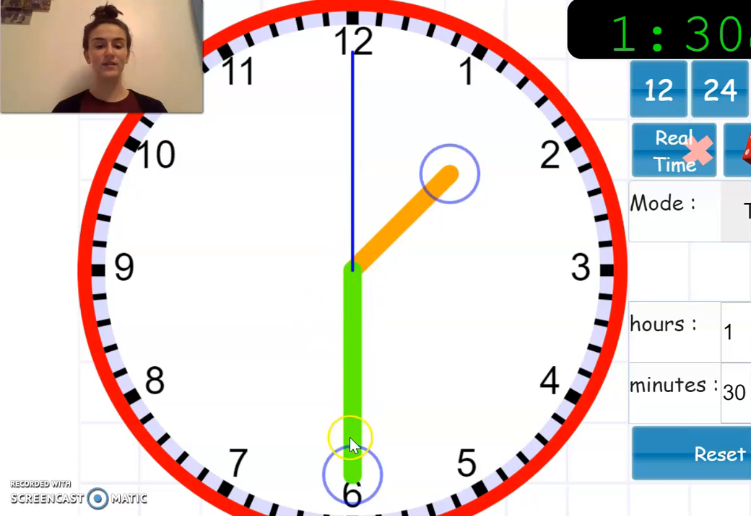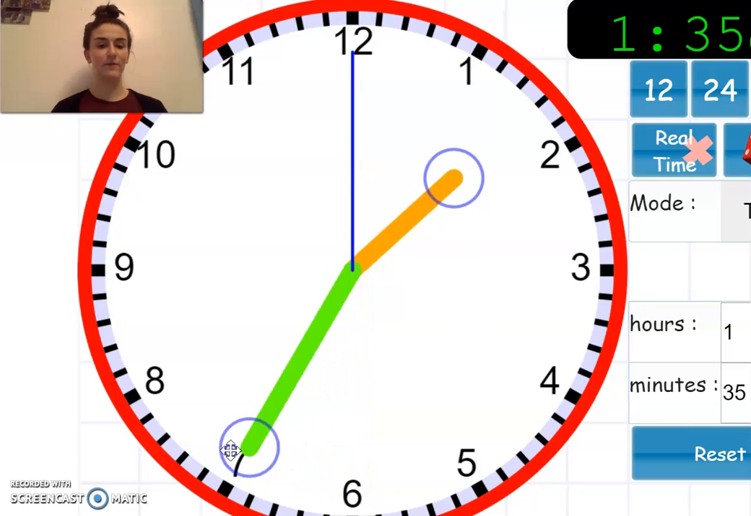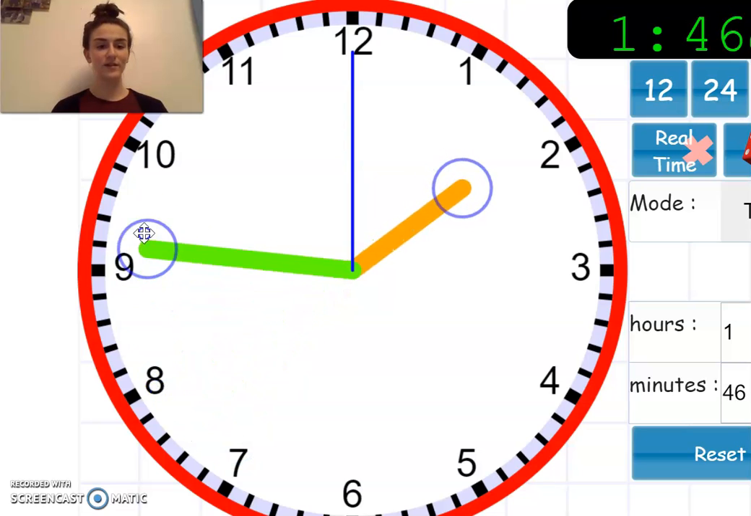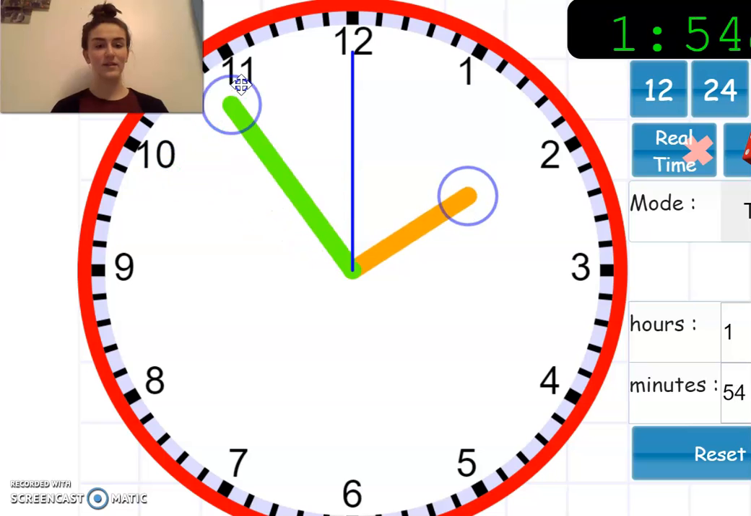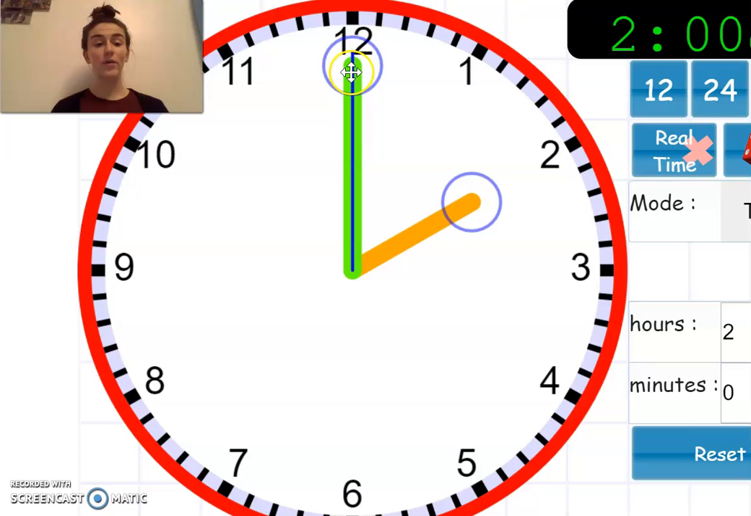We remember that our 6 is our 30 minutes. When our long hand is pointed at the 6, it is 30 minutes. As we keep going around the clock, it's 35 minutes, 40 minutes, 45 minutes, 50 minutes, 55 minutes, and 60 minutes. When this minute hand goes the whole way around this clock, we have a new hour, guys.